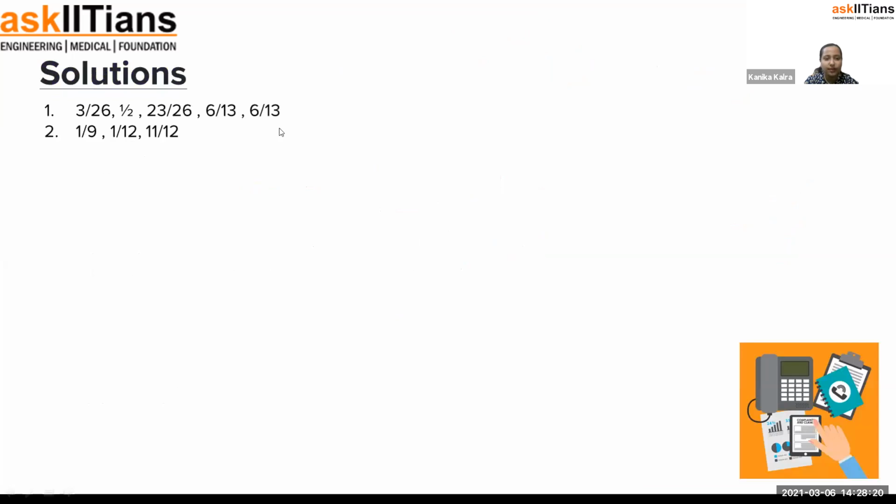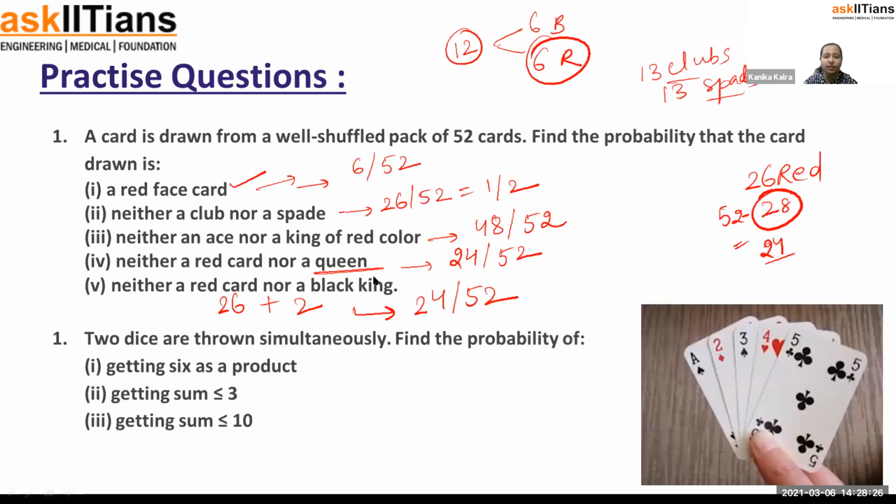So it's 3 over 20. These are the given solutions. You can simply write down the answers in the form which I have written, or you can convert them into simpler form as well. That's your choice. Next comes out to be two dice are thrown simultaneously.